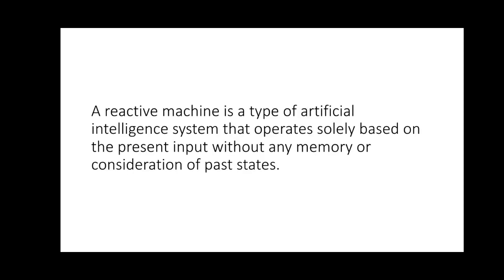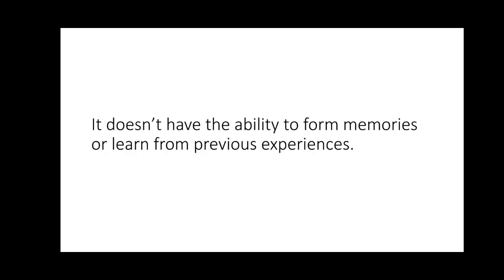One is what we call the reactive machine. Reactive machine is a type of artificial intelligence system that operates solely based on the present input without any memory or consideration of the past states. That's what we call the reactive machine. It doesn't have the ability to form memories or learn from previous experiences. Reactive machine focuses on the present experiences. It doesn't have the memory to retain the previous experiences like human beings.